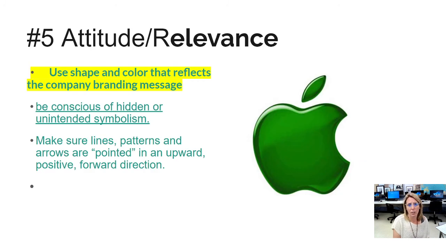Number 5 is attitude and relevance, and this goes all back to shape and color psychology. Make sure that you're using colors and shapes that clearly identify your brand's personality, right? And that goes not just for the hue that you use, but the saturation level of the color and the value. So a very pale pink is very different than a hot pink. A dark burgundy red is very different than a pale colored red. So they even have some nuance within the hue itself.